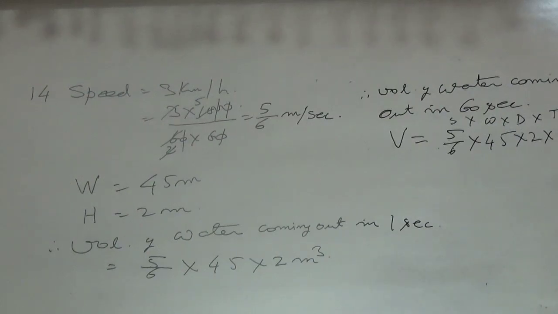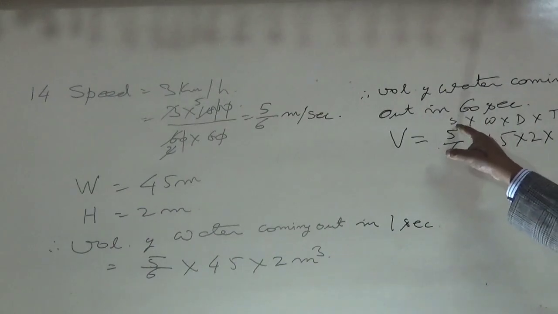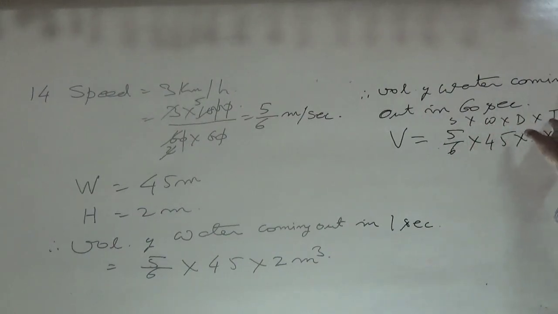Out of these 5 parameters, 4 will be given to us. These 4 are given here: speed, width, depth, and time. Out of the 5 parameters, 4 will be given. You have to find the fifth one.